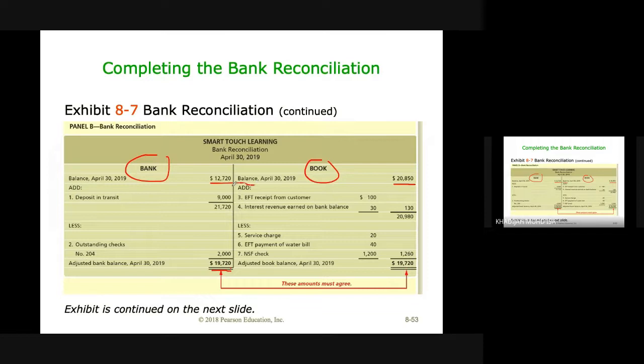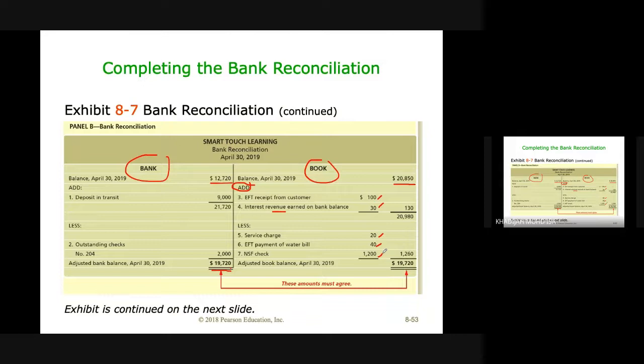What is added is anything that will increase the cash of the company. So EFT received from customer is the amount received from your customer, meaning the customer credited directly to the bank. So now you increase your cash balance. Interest revenue is also an increase, so you add that. But the expenditures, for example the service charges and your water bill, which is an EFT payment, mean that you have a credit instruction or a debit instruction. And then not sufficient fund is also a minus here. Again, not sufficient fund.